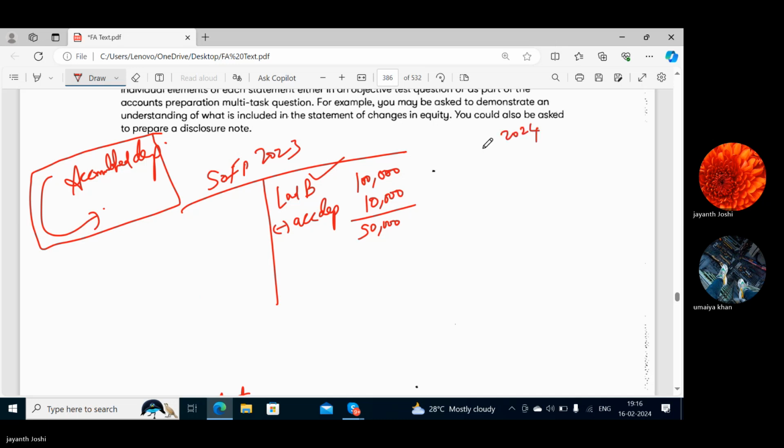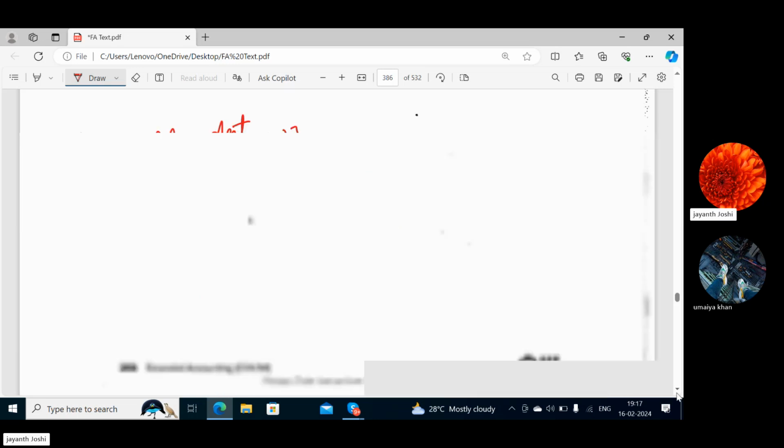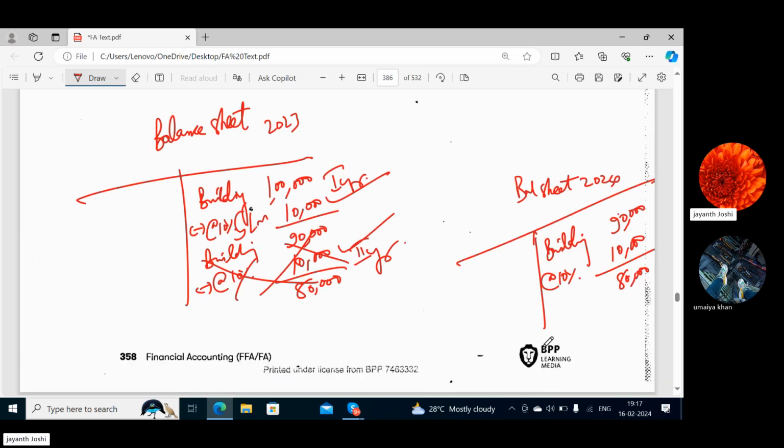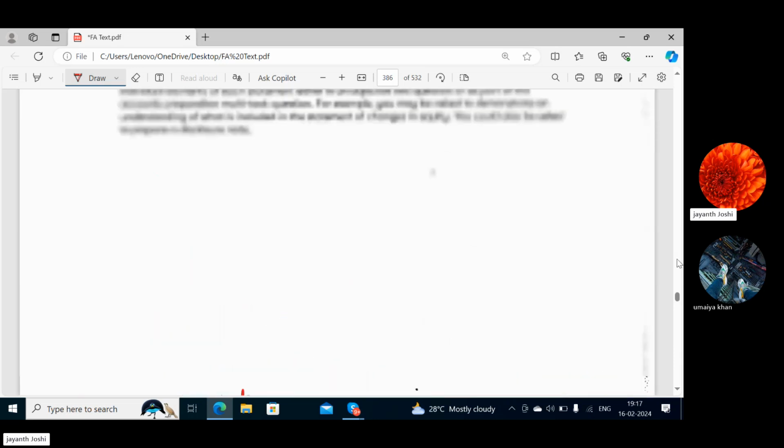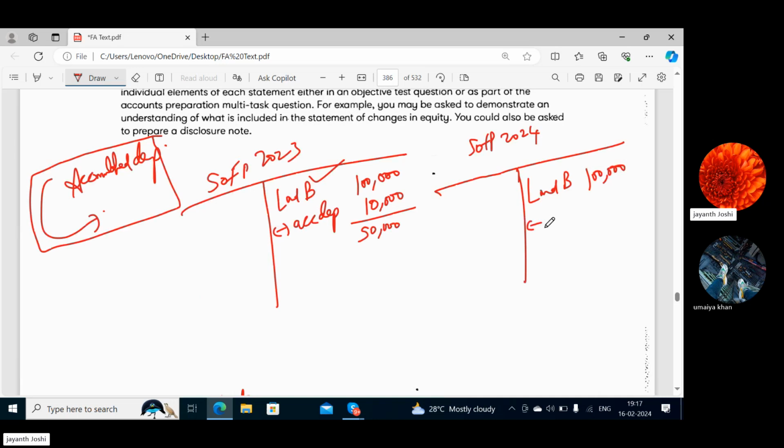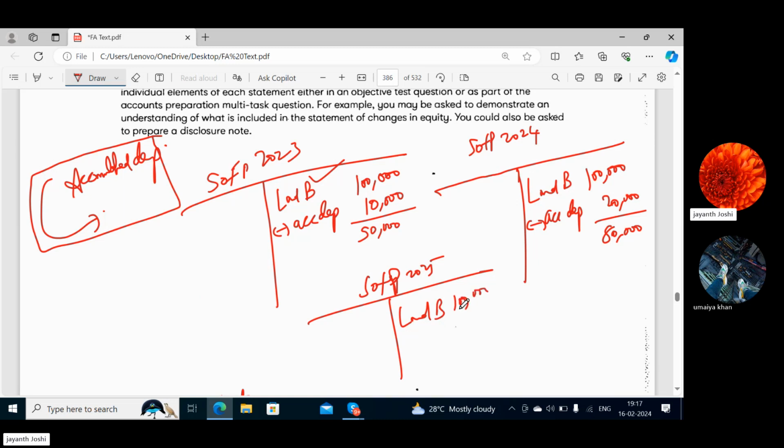In the 2024 SOFP, for land and building we will take 100,000 only, not 90,000. Unlike the Indian context, where we took 90 and got 80, and again next year took 80 and got 70, it's not like that here. You'll always show the cost, but the accumulated depreciation account will now have 20,000, so it will be 80. In the next year, in the SOFP for 2025, land and building $100,000 less accumulated depreciation 30,000 gives 70. Like that it goes.